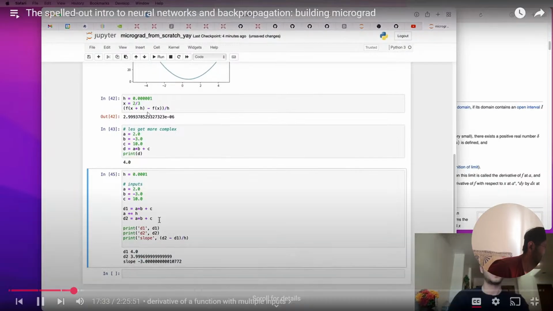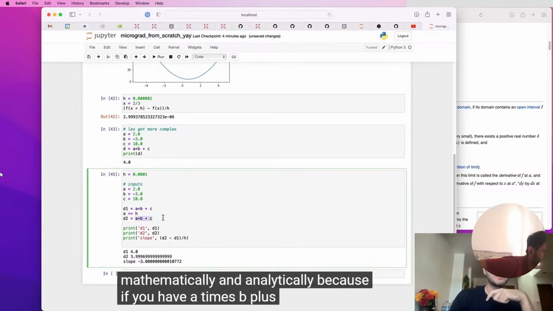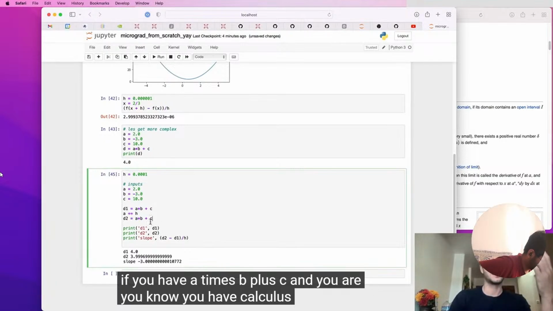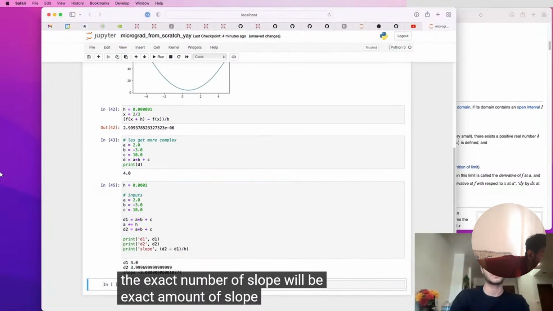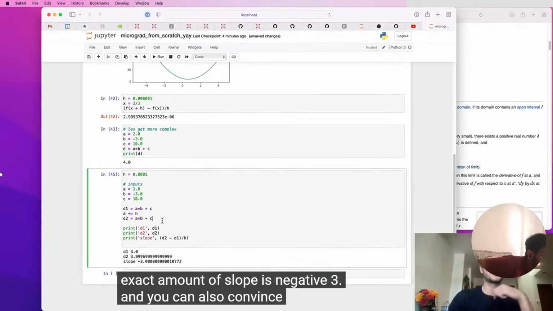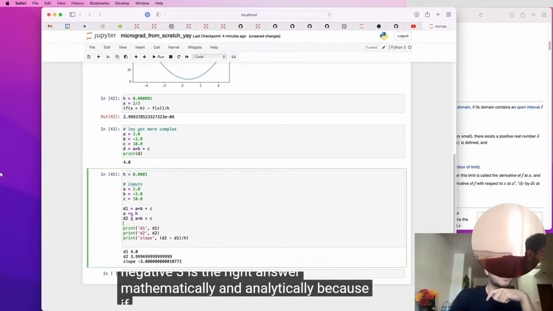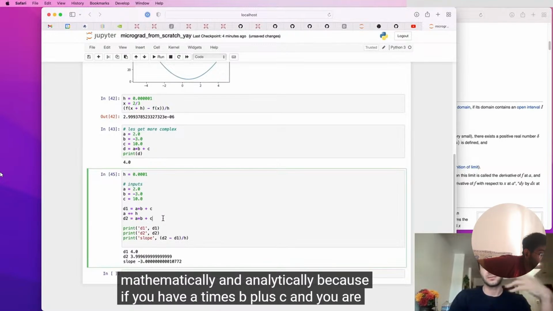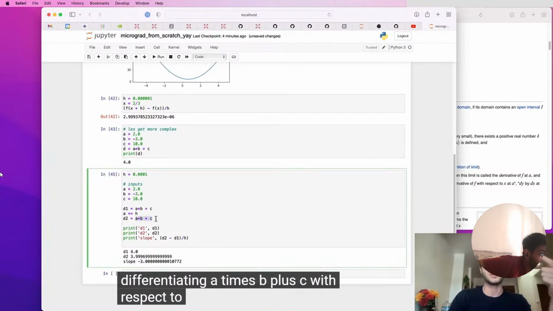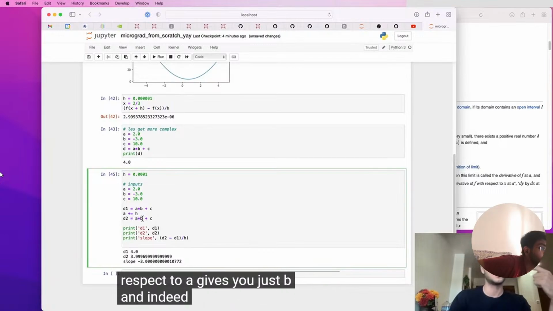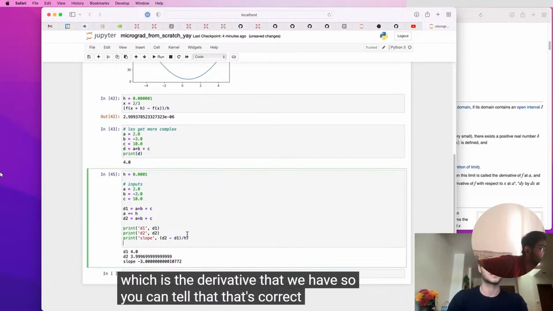And you can also convince yourself that -3 is the right answer mathematically and analytically, because if you have a times b plus c and you have calculus, then differentiating a times b plus c with respect to a gives you just b. And indeed, the value of b is -3, which is the derivative that we have. So you can tell that that's correct.